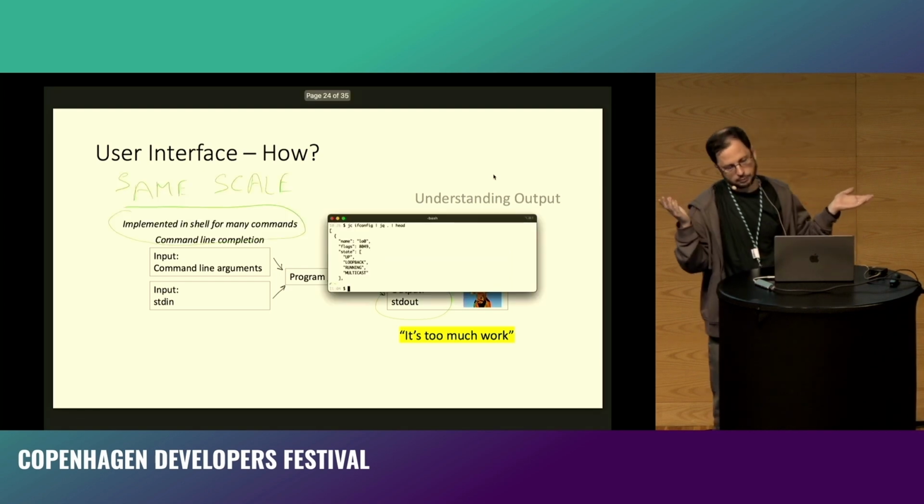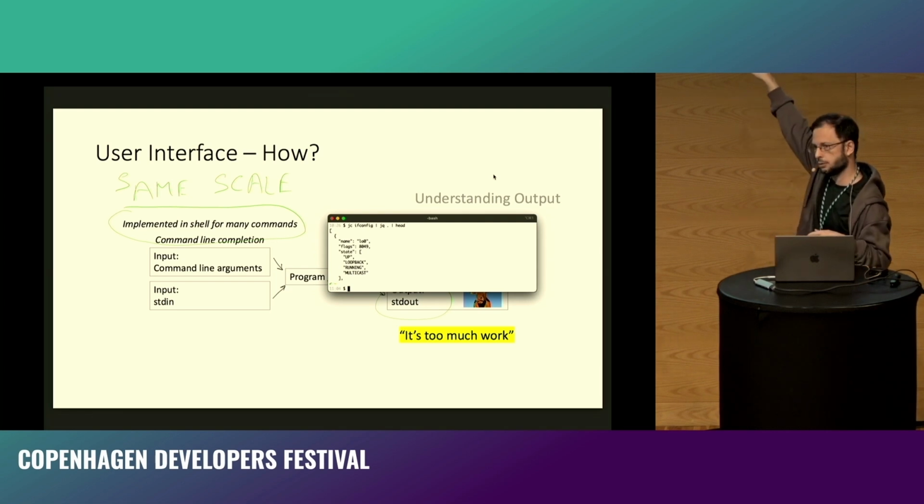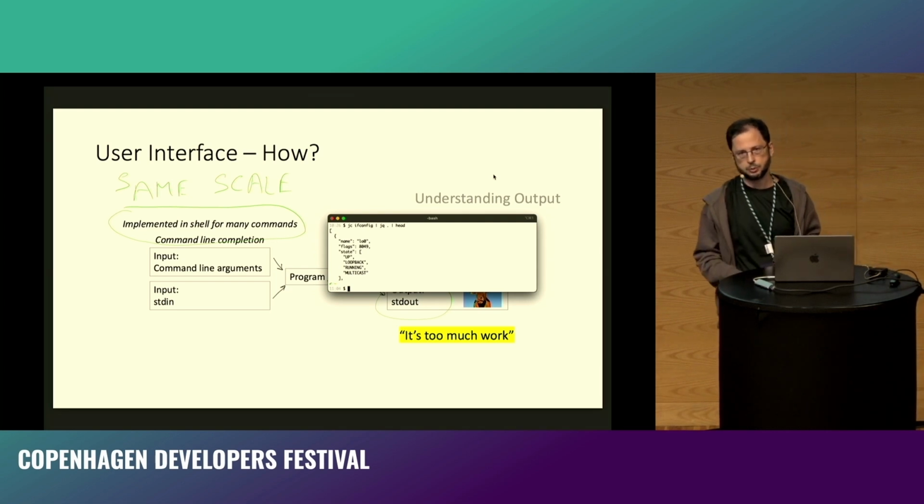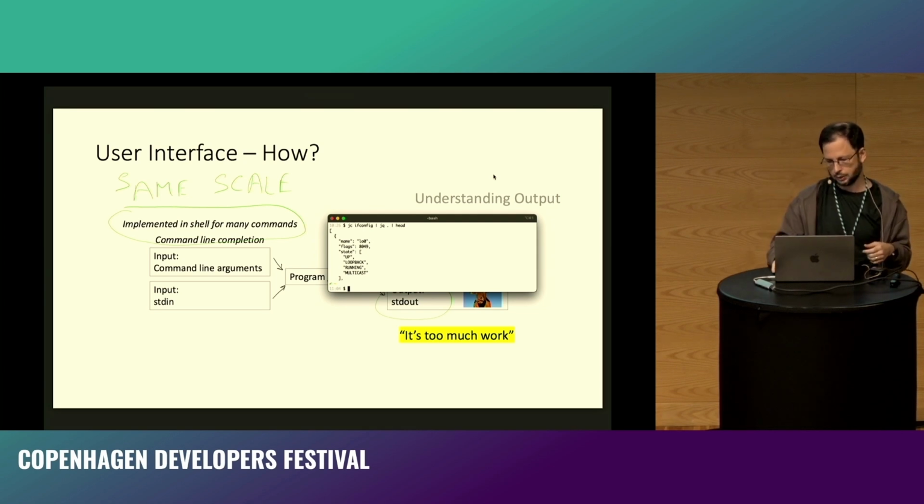Another common argument would be, but that's too much work. But then again, same scale as command line completion, and part of the work is already done with JC. JC knows about many programs and can parse their outputs and convert them to JSON.